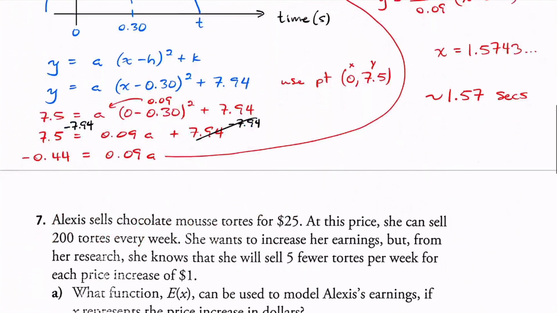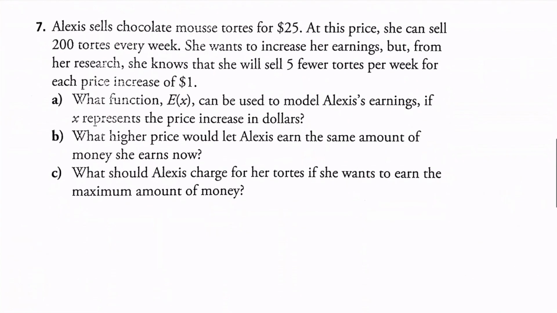Okay, on to our next question. So number 7, it says Alexis sells chocolate mousse tortes for $25. At this price, she can sell about 200 of these per week. She wants to increase her earnings though. From her research, she knows that she will sell 5 fewer of these per week for each dollar increase. Okay, that would make sense. If you increase the price, you're going to sell fewer of these.